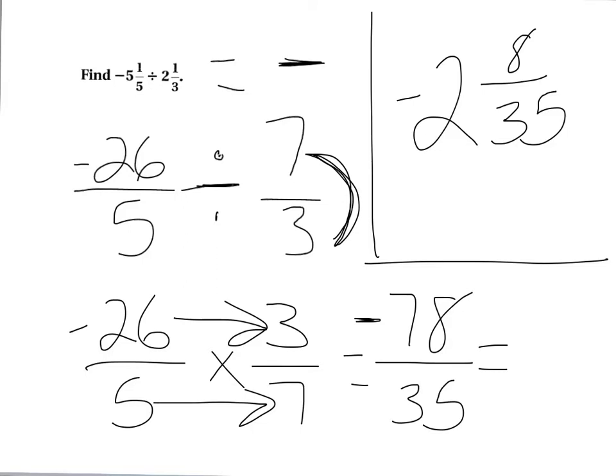Again, to divide by fractions, you have to multiply by what is called its reciprocal. In 7/3, the reciprocal of 7/3 would be 3/7. Alright, let's do some multiplication.